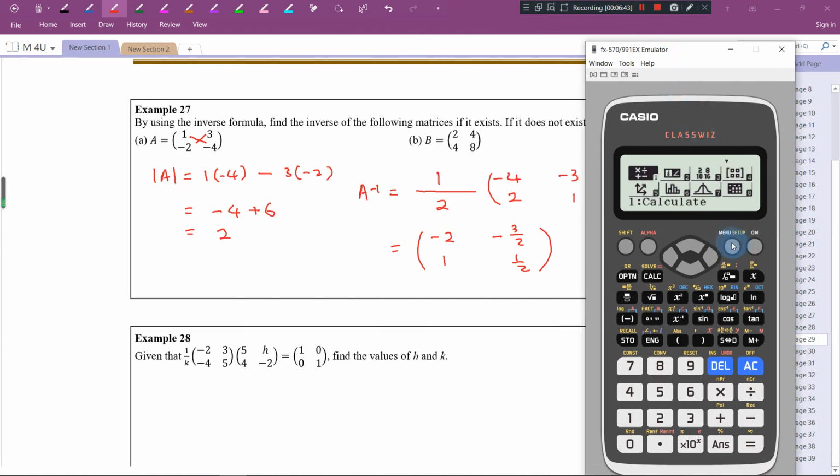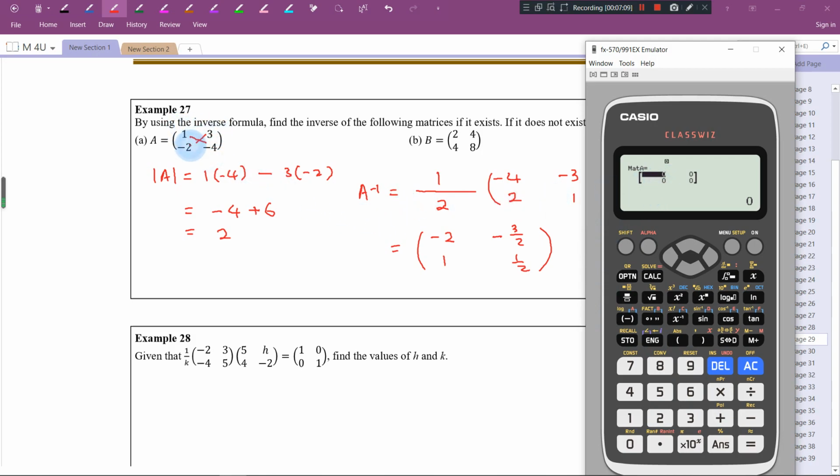Press this menu here, then search for matrix equal. Okay, we are going to define a matrix. Matrix A, press 1. The calculator will ask you how many rows. We have 2 rows. How many columns? We have 2 columns. Okay, then we can start to key in all the elements here.